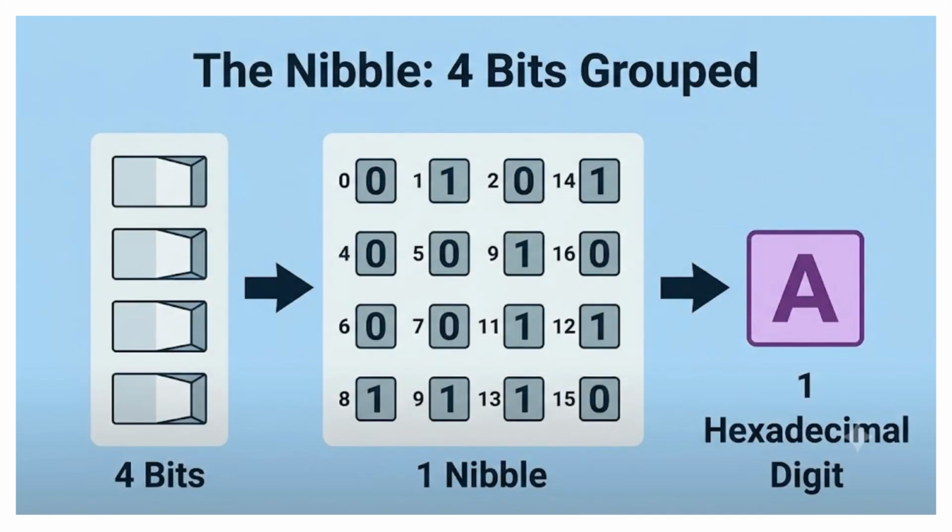In computing, each nibble is represented by one hexadecimal digit. For example, the binary value 1010 is written as the hexadecimal digit A. Using hexadecimal makes long binary numbers much shorter and much easier for people to read. You will learn more about hexadecimal numbers later in this course.